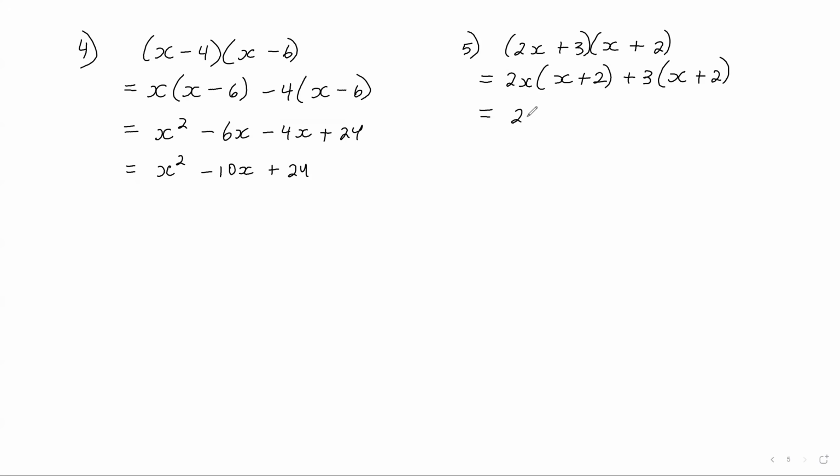So 2x times x is 2x squared. 2x times 2 is 4x. 3 times x is 3x. And 3 times 2 is 6. So all of this will give me 2x squared plus 7x plus 6.